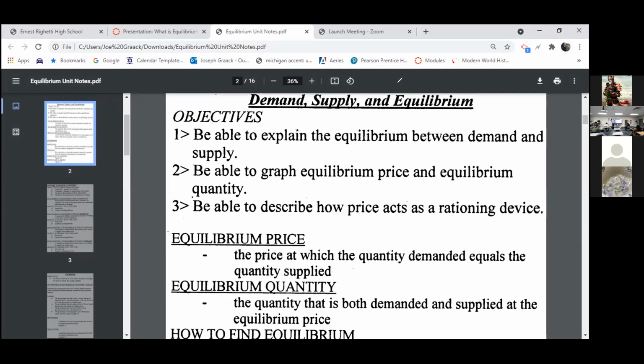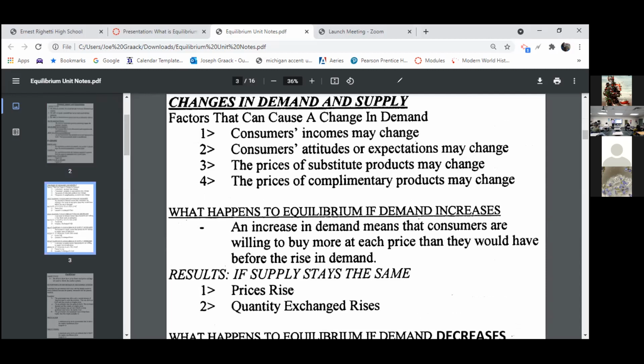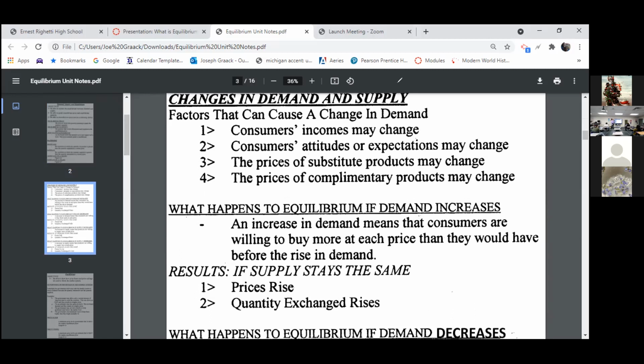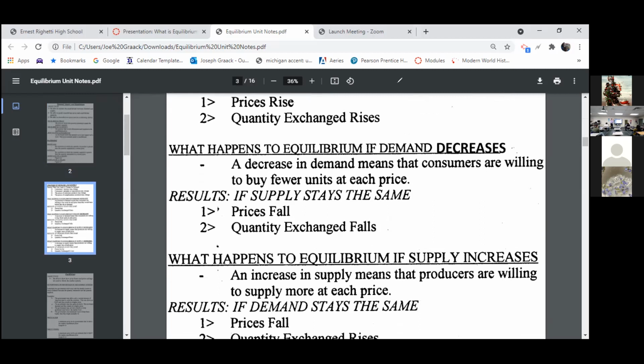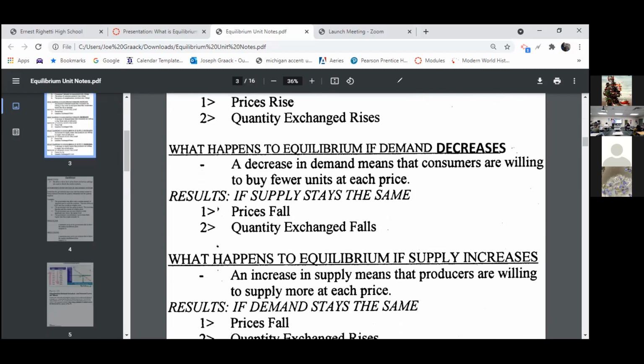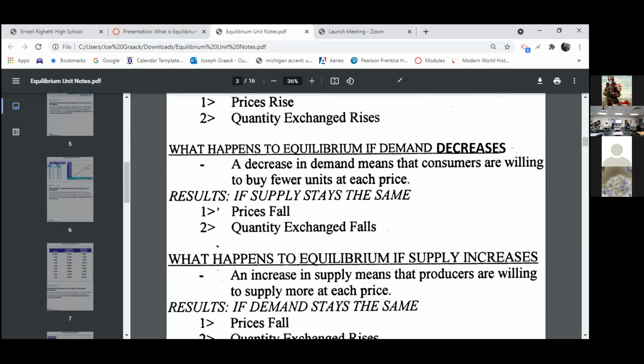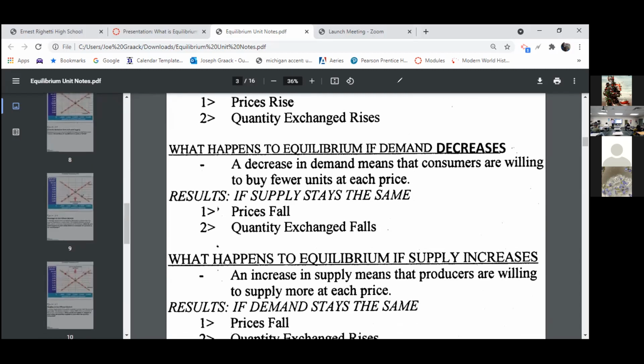Okay, so things that can cause a change in demand and supply: people make more or less money, people's attitudes or expectations change. Same things that we talked about two units ago. Prices of substitute products may change. Prices of complementary products may change. That may change supply or demand, right? And then when you have those changes, different things happen. It depends whether the demand curve or supply curve is the one that is moving. So again, it's probably easier to see in pictures.